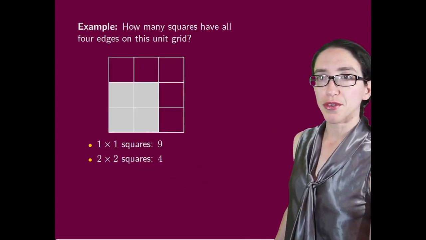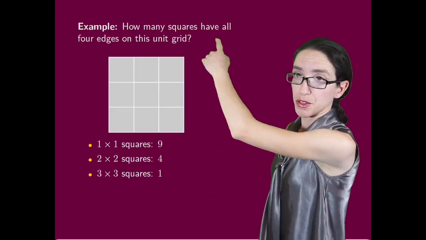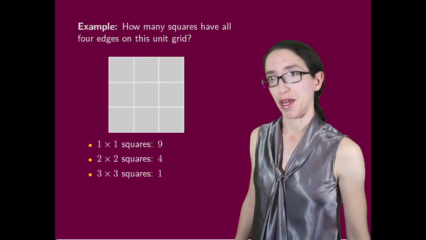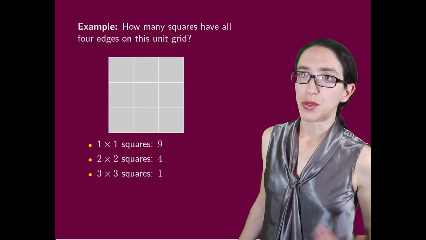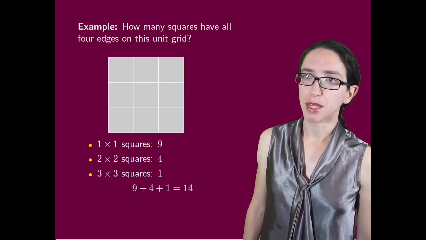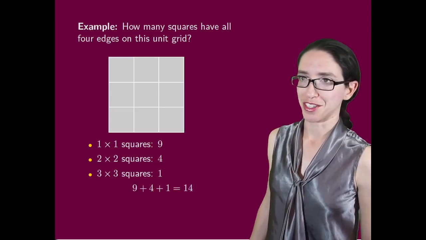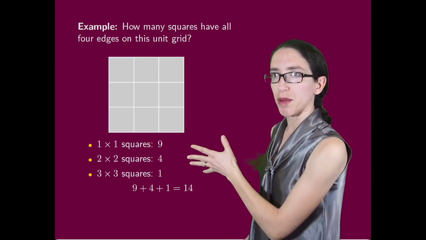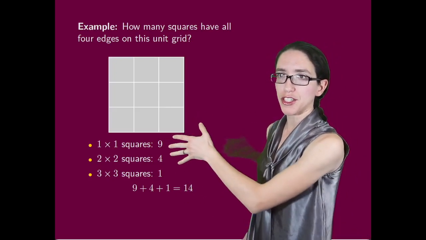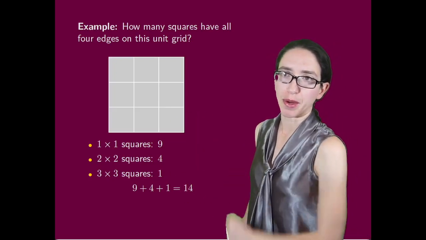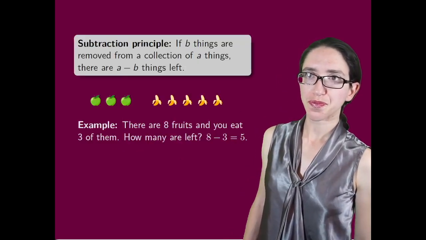And then for 3 by 3 squares, there's only going to be one way of tracing out a whole 3 by 3 square on the 3 by 3 grid. So all in all, you add up these 3 possibilities. 9 plus 4 plus 1 is 14 squares in all. So there's how we broke a problem up into smaller cases where each case was more tractable and then added them up with the addition principle.